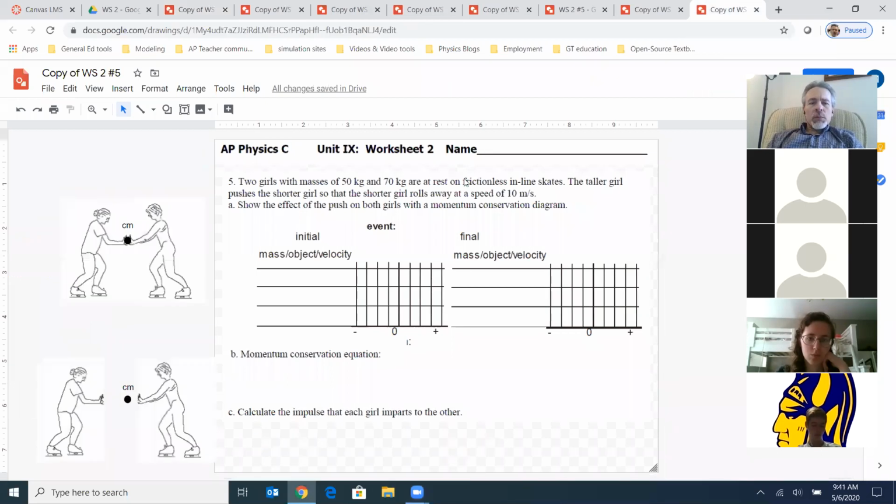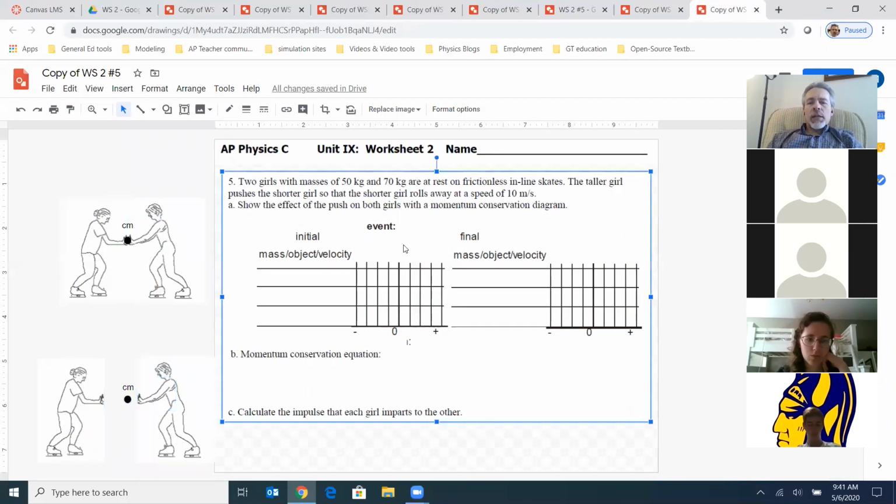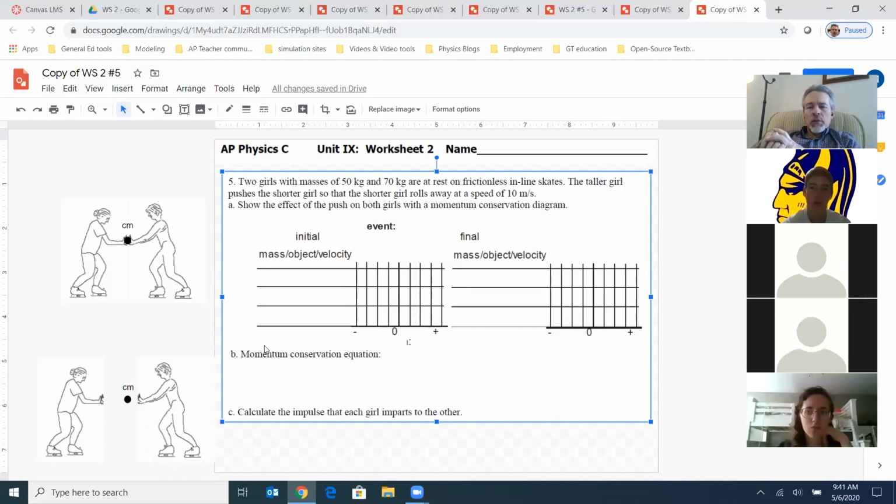I want to show you a picture that I made here. This is the before picture, and here's the after picture. What's the event in this case? What would you call this? Elastic collision, inelastic collision, explosion, or perfectly inelastic collision? What would you call this type of event? Explosion. Explosion.